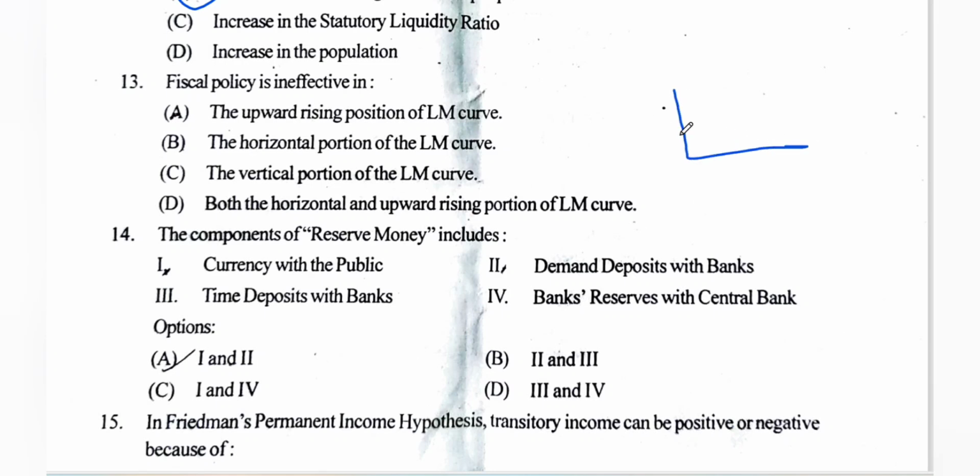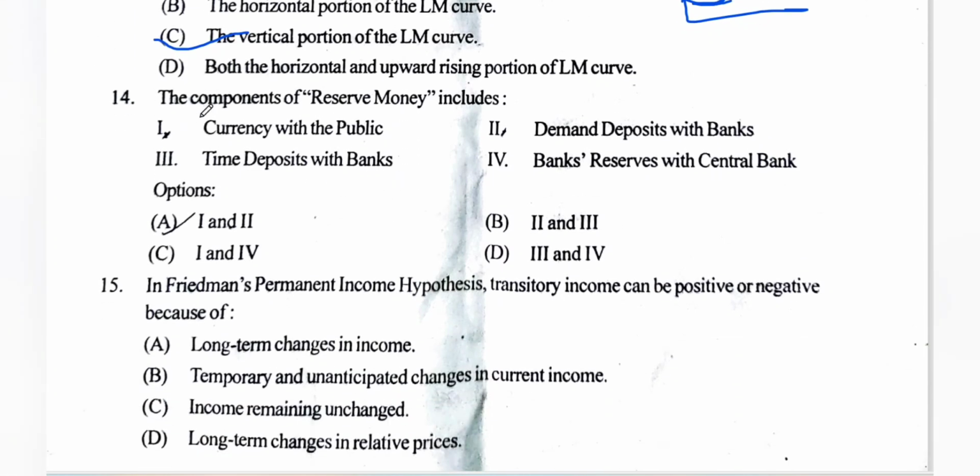This is the LM curve, where this is the horizontal portion and this is the vertical portion of the LM curve. In the horizontal portion, monetary policy is ineffective, but in the vertical portion, fiscal policy is ineffective because as we increase the money supply in the economy, it will increase only the interest rate, but it will not increase income in the economy. So fiscal policy is ineffective in the vertical portion of the LM curve. So the correct answer is option C, the vertical portion of the LM curve.